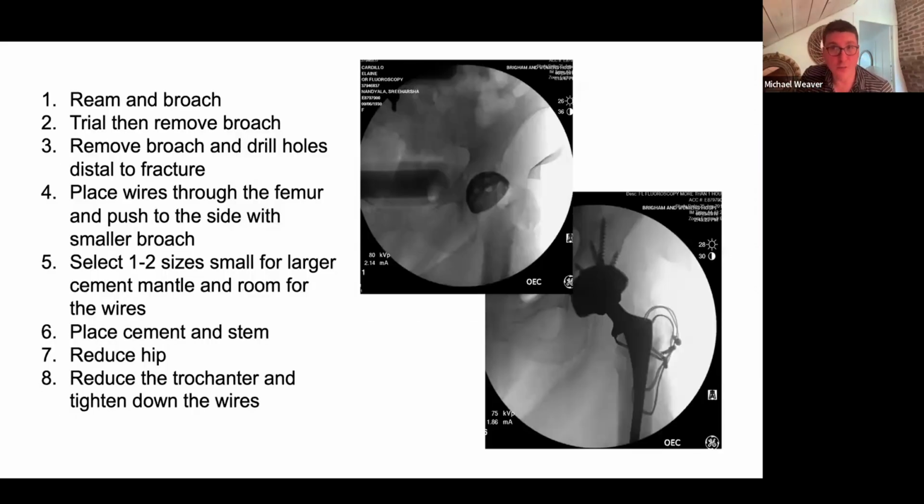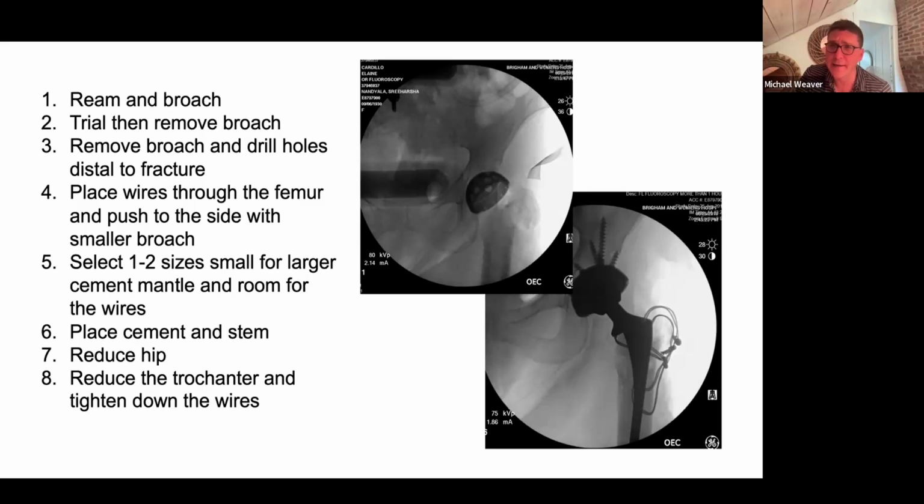So the steps there are you just ream and broach the femur. The trochanter is kind of sitting aside. Then you remove your broach and drill holes in the appropriate spot laterally in the femur. And then you just loop wires through the junction between the tendon and the greater trochanter, and then through those drill holes. Then you select a size stem that's a little bit smaller. I downsize 1 or 2 sizes from what I'd normally place. Then I use that broach and put it down just to make sure those wires are really pushed over so there's room for the cement mantle in the stem.